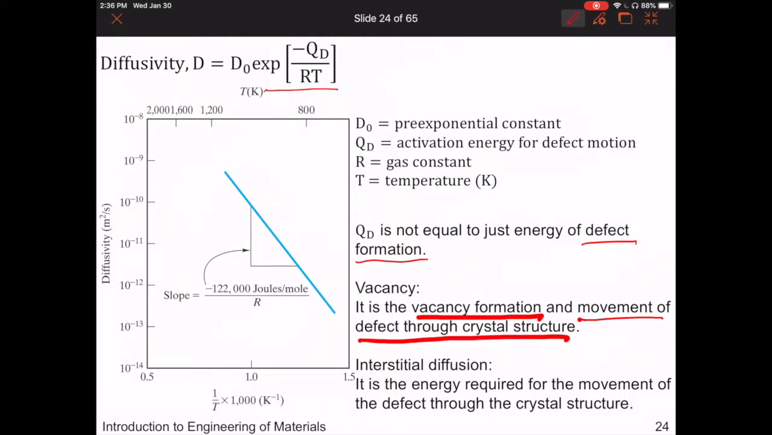It consists of the energy for vacancy formation as well as movement of the defect through the crystal structure. And if you're talking about interstitial diffusion as opposed to vacancy diffusion, it's the energy required to move the interstitial defect throughout the crystal structure. And you could see it's an Arrhenius type relationship where if we look at the log of the diffusivity, here you could see the y-axis is in logarithmic scale versus reciprocal temperature, it's a linear relationship in which the slope is negative Q over R.